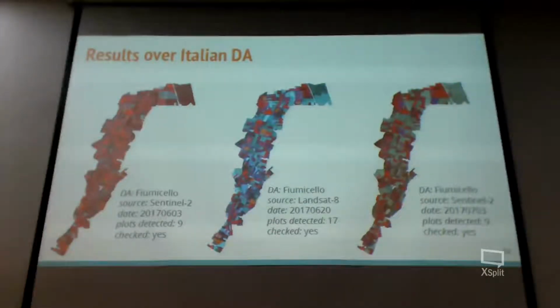The second image was a Landsat 7 image of the end of June with 17 plots detected. And at the end, we analyzed the Sentinel of the start of July with, again, 9 plots detected. The detections are these areas that are filled with different colors. So here green, here yellow, and blue.